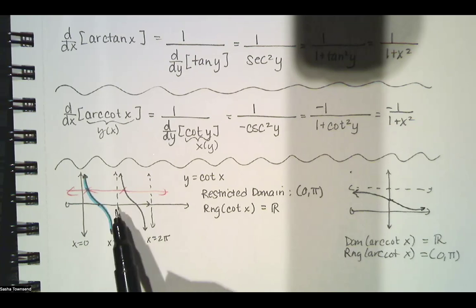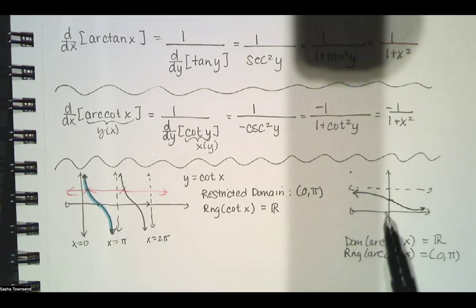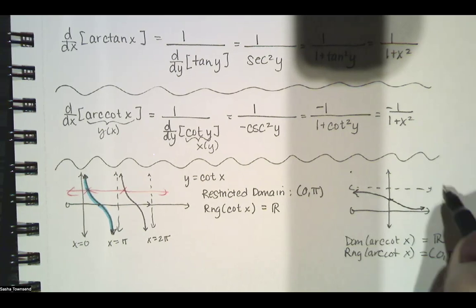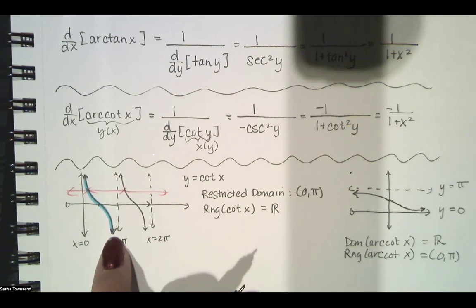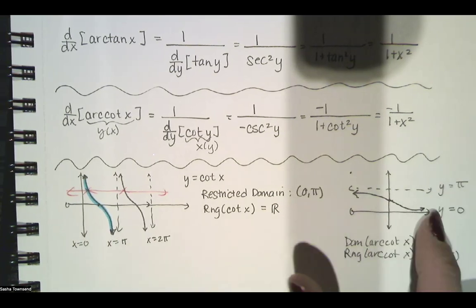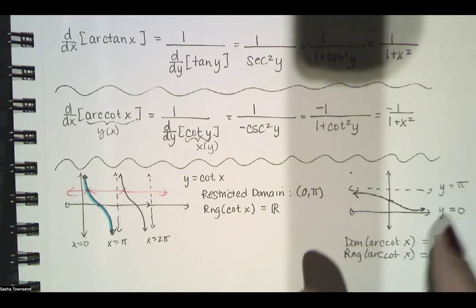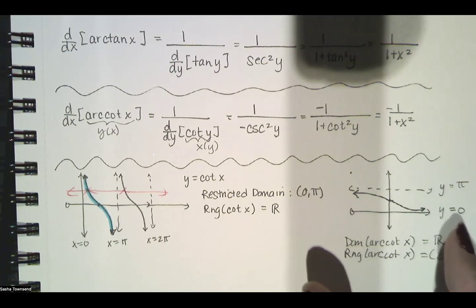Now, as x approaches pi from the left, the y values go to negative infinity. So as the x values go to negative infinity, the y values approach pi. So this had vertical asymptotes at x equals 0 and x equals pi. The arc cotangent function has horizontal asymptotes y equals 0 and y equals pi.